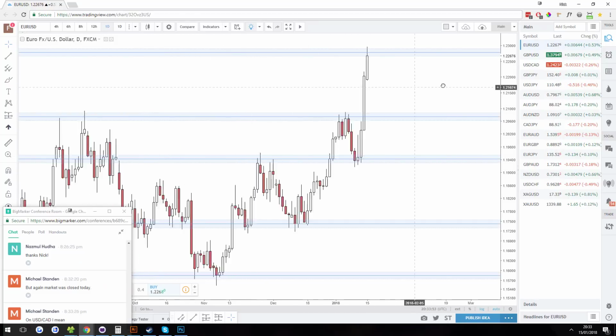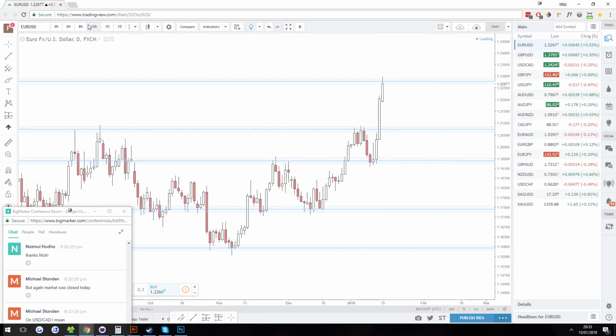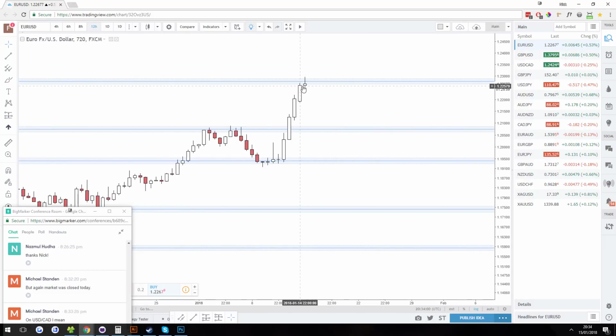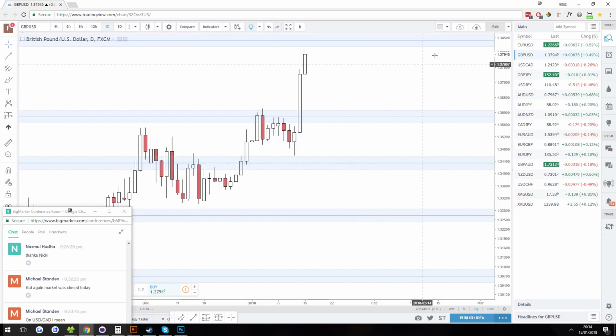EURUSD giving us potential signs of this trend stalling out. We're seeing signs right now on the 12-hour. I'm going to be watching that closely. I'm going to be watching the daily closely. I want to see what happens with GBPUSD at this resistance area.